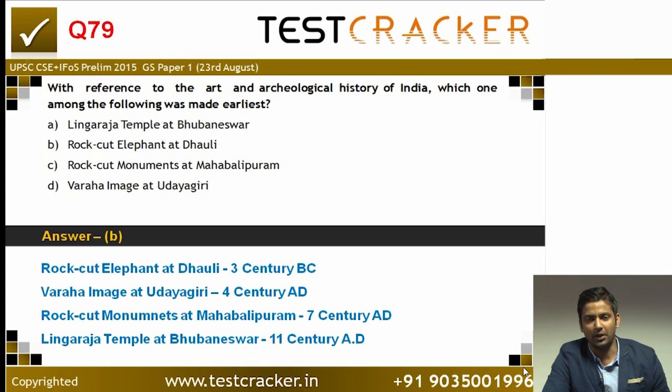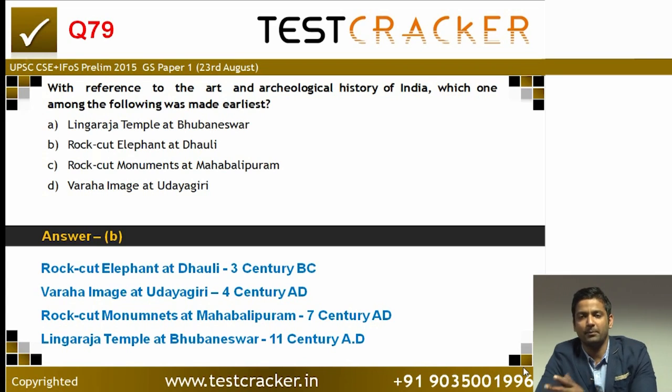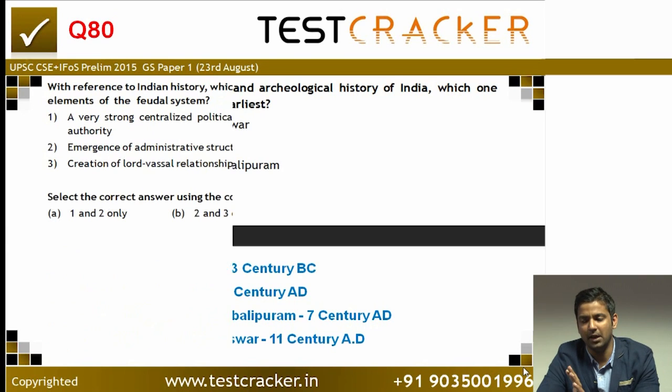Rock cut elephant at Dhauli, it was in the 3rd century BC. Varaha image at Udaygiri was 4th century AD. Actually, if you knew the rock cut elephant at Dhauli is much older than the others, that it is in BC, you could have come to this answer without knowing when the other artifacts were formed. Rock cut monuments in Mahabalipuram, 7th century AD, and Lingaraj temple is the latest one, 11th century AD.